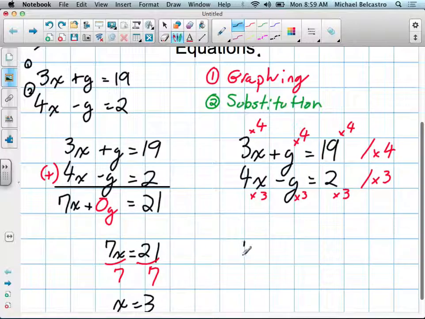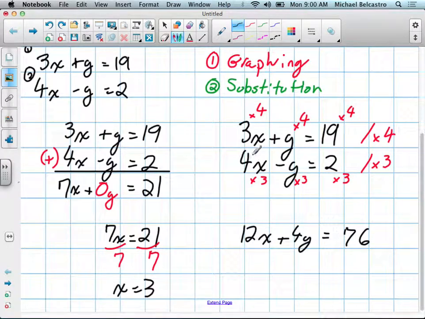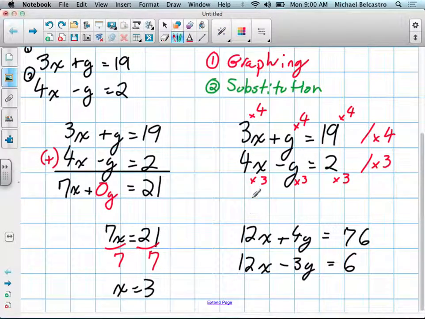So now we have two new equations. 3 times 4 is going to give us 12x. 1 times 4 is going to give us 4y. And 19 times 4 is going to give us 76. Okay. Same with the bottom equation. I'm going to have 12x minus 3y equals 6. So now I have two equations where the coefficients for the x variable are the same.